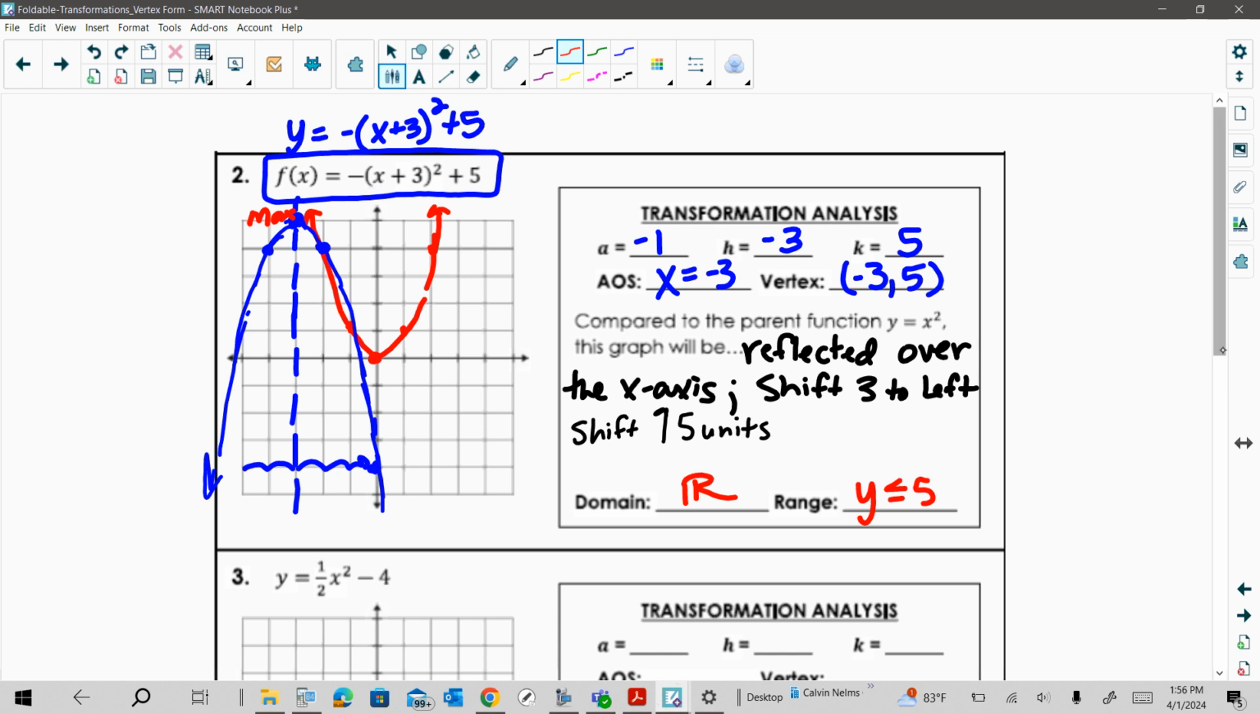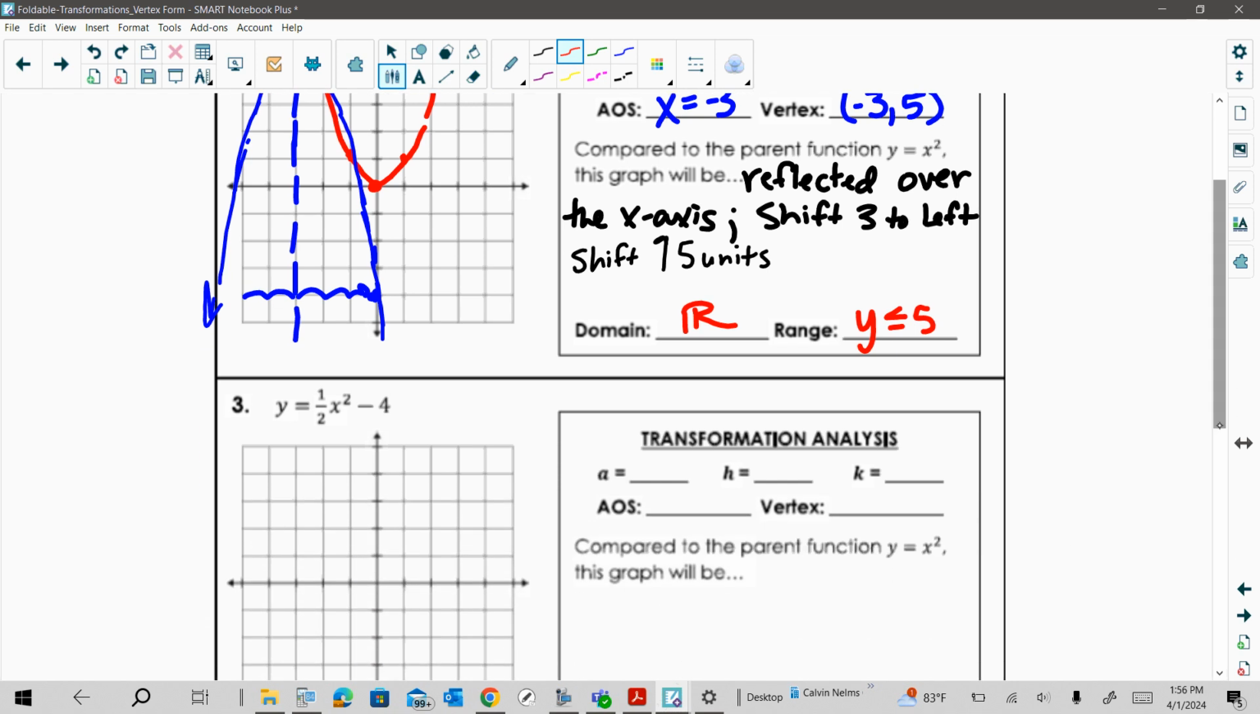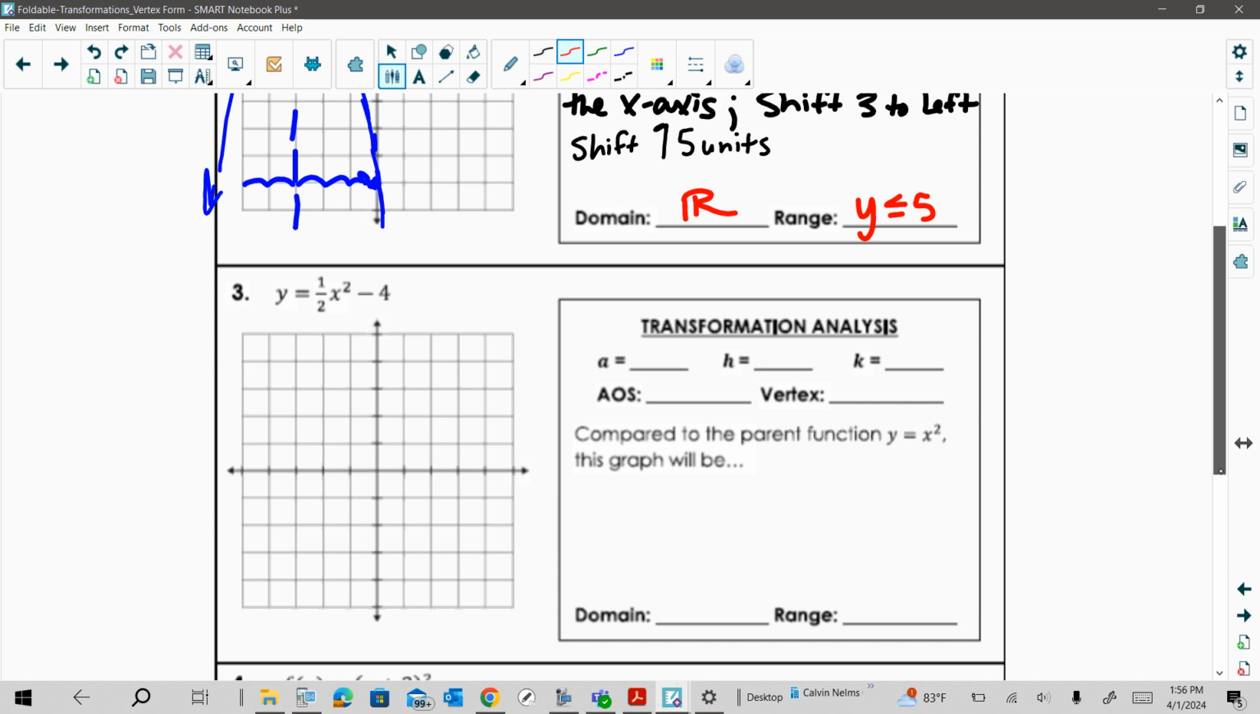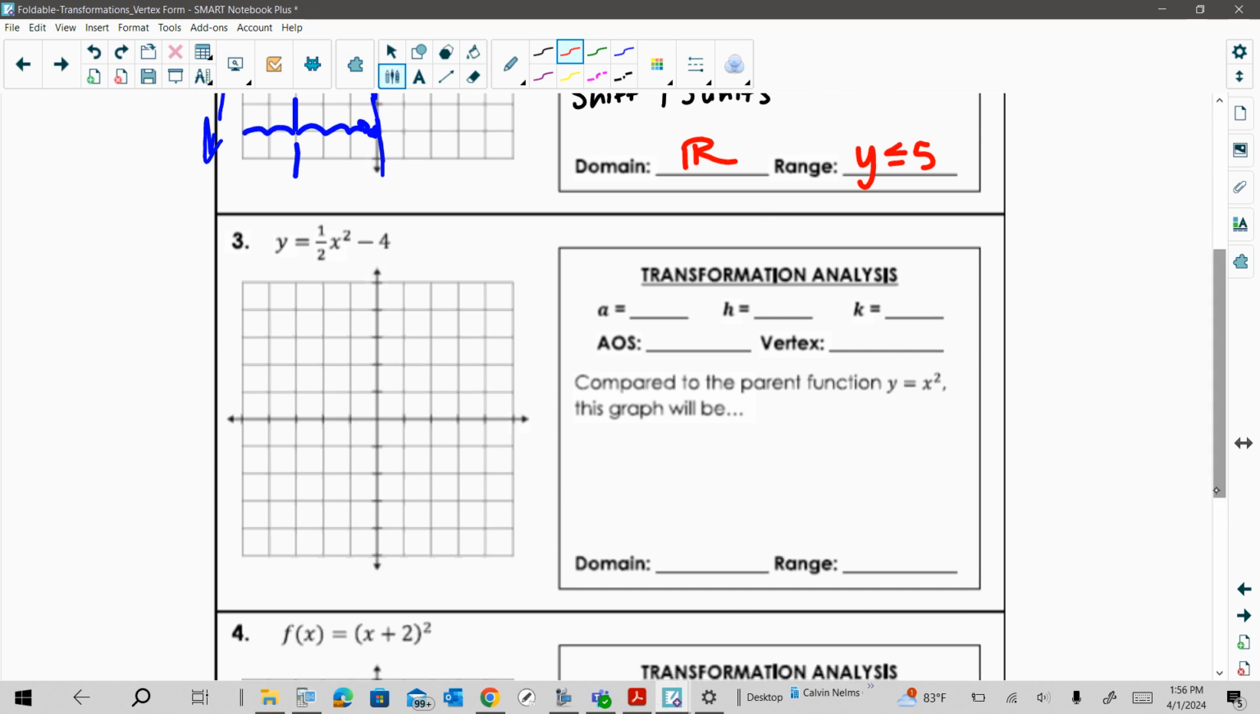So I want you to try number 3 here. Let's just see how well you fill in the parts and check your understanding. So just pause the video. And if you want, you can start off with your parent function, because we're going to compare it to the parent. Sorry, I've got to sketch that. And then we want to put this in our graphing calculator so we can graph it and compare it to it. So I'm going to let you try that.